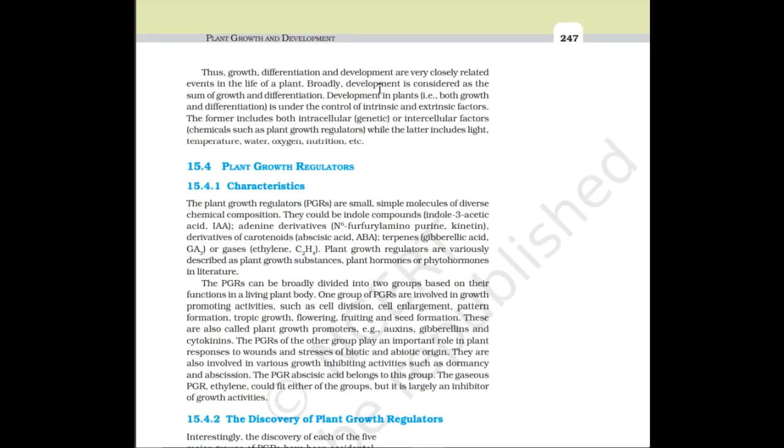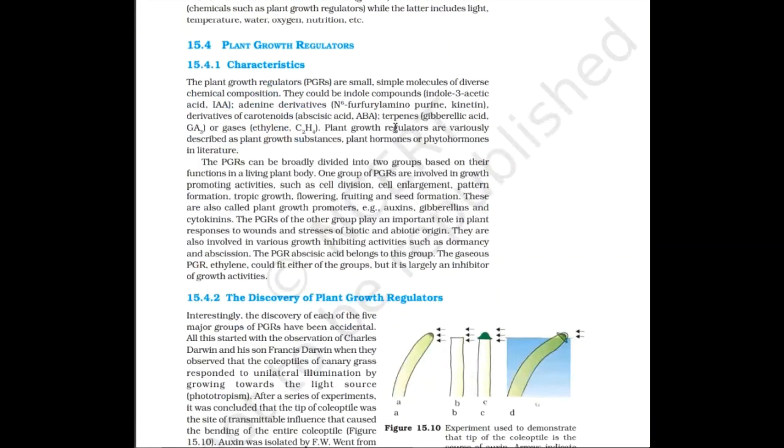Thus, growth, differentiation, and development are very closely related events in the life of a plant. Broadly, development is considered as the sum of growth and differentiation. Development in plants, that is both growth and differentiation, is under the control of intrinsic and extrinsic factors. The former include both intracellular, genetic, or intercellular factors, chemicals such as plant growth regulators, while the latter include light, temperature, water, oxygen, nutrients, etc.